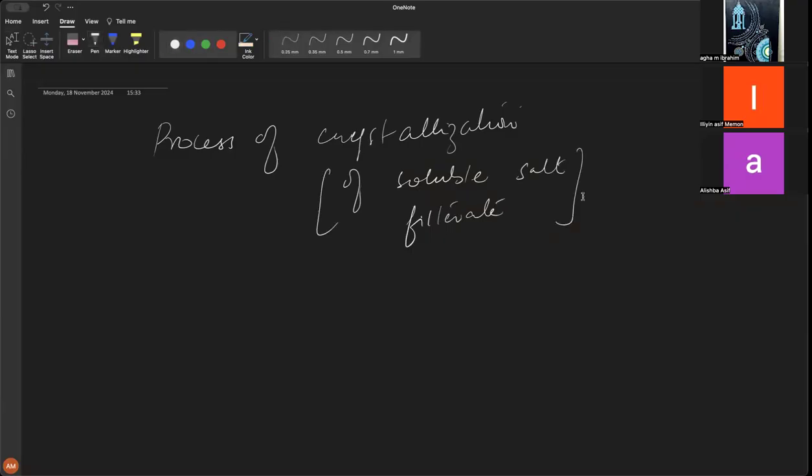Soluble salt filtrate. What does that mean? It means that a soluble and an insoluble substance, an insoluble reactant like an insoluble base, insoluble carbonate or metal, has been used and reacted with an acid. Once all of the acid has reacted with the insoluble reactant, the excess of that insoluble reactant is filtered out.